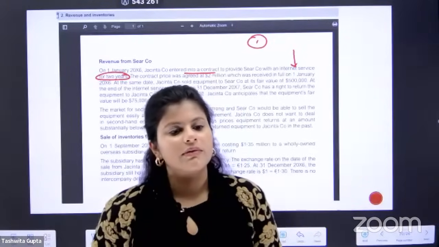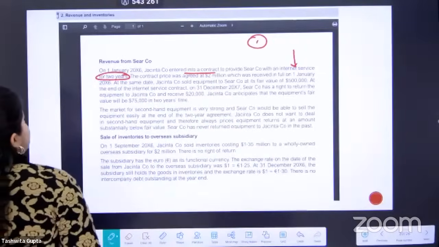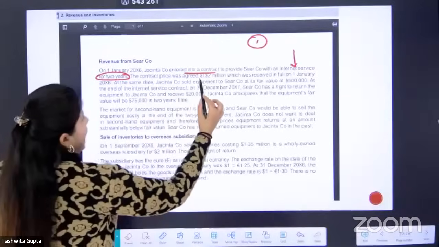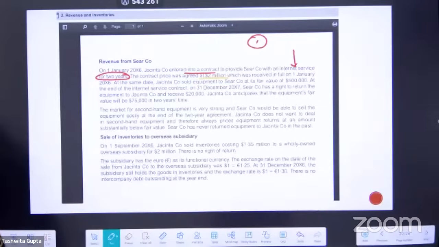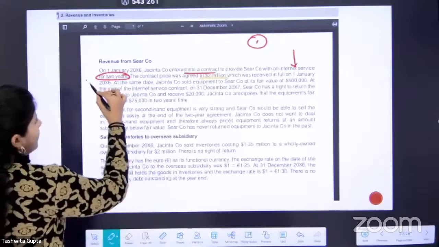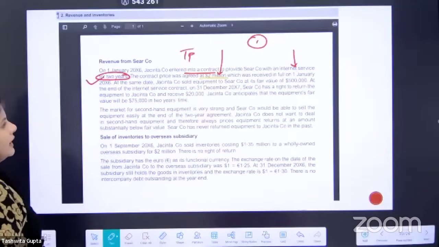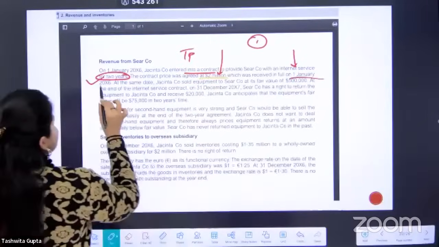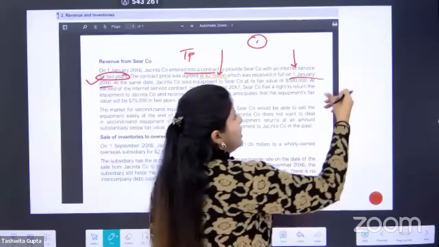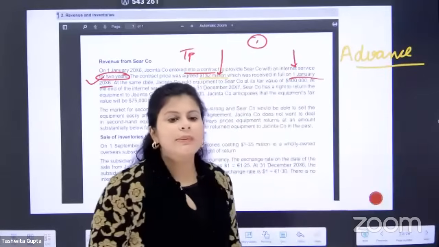I've shared the PDF with you just in case you want to annotate along with me or refer to it. So the contract price was agreed at 2 million. That means I am selling internet service for 2 years and the contract price of it is 2 million. Transaction price is 2 million, which was received in full on 1st January. So I am receiving the full money in advance. The contract will last for 2 years.